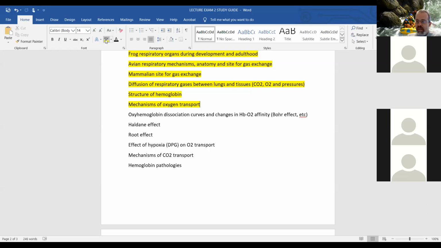We examined a physiological way of looking at oxygen transport, and this was what we call the oxyhemoglobin dissociation curve.